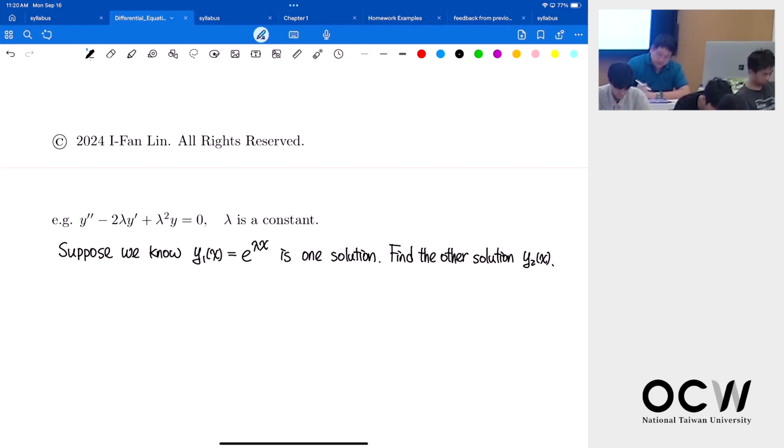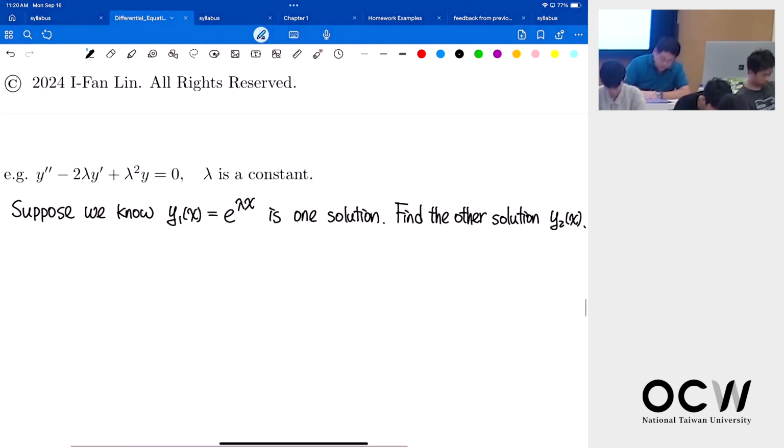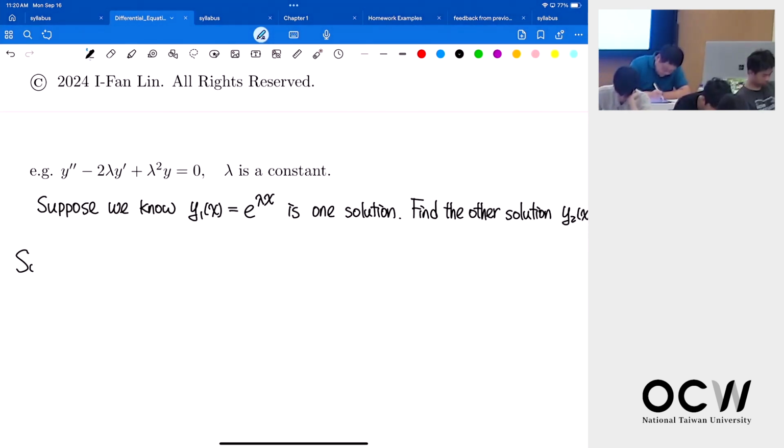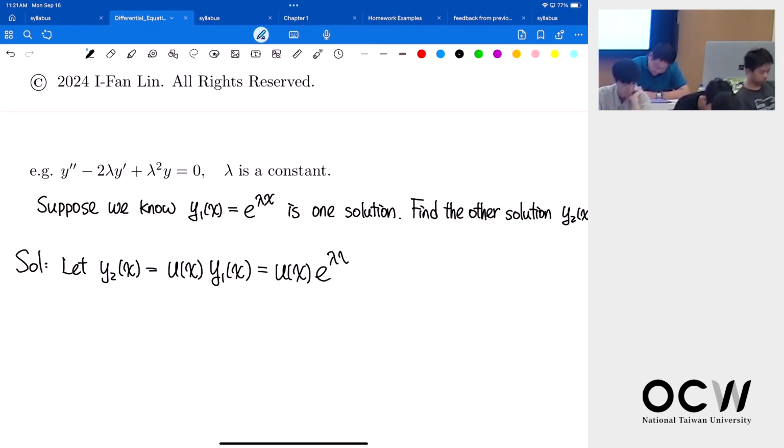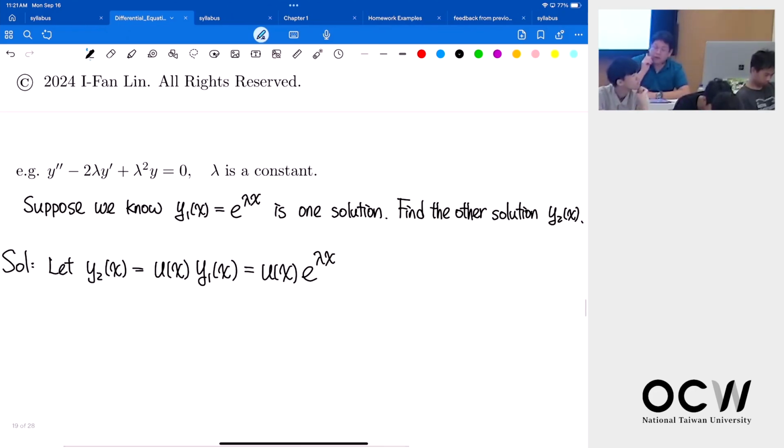So now at least we have a hint, okay? We know y1, the solution, is e to the lambda x. Then for y2, y2 is a function of x times y1, which is u(x) times e to the lambda x. Then let's see what y2 prime and y2 double prime are.